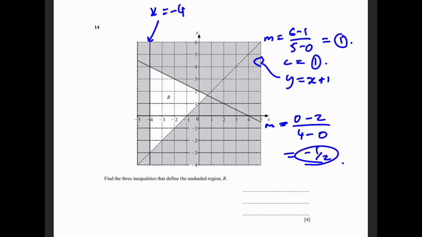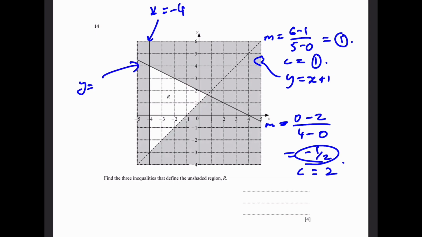That's minus half. And the y-intercept we can find by just looking at the graph. It intersects at y equals 2. So c is equal to 2. And therefore this line here is going to be y is equal to minus half x plus 2. And now that we know the line equations for all three lines, we just need to find the inequality symbol to put instead of the equal to signs.